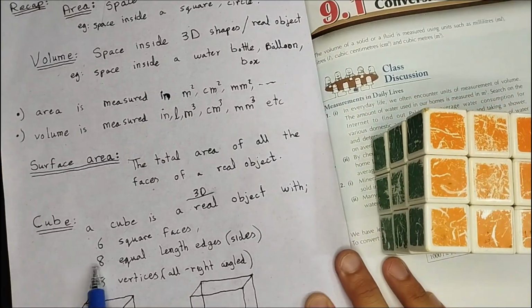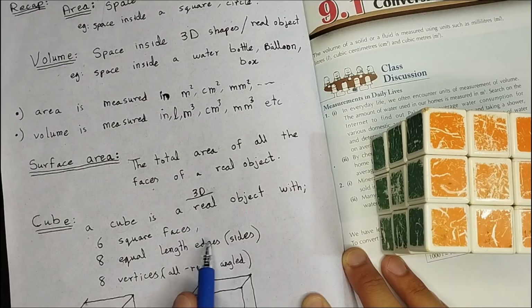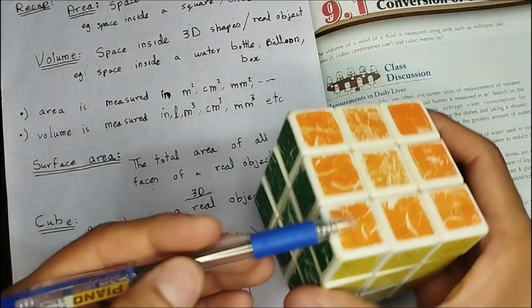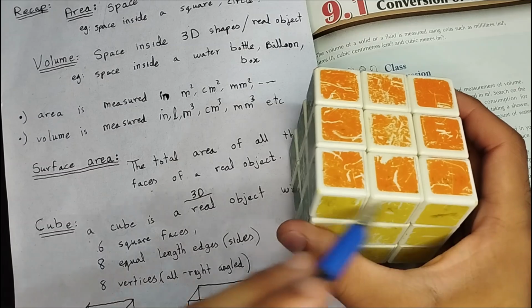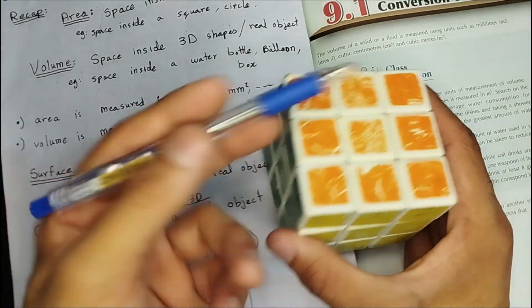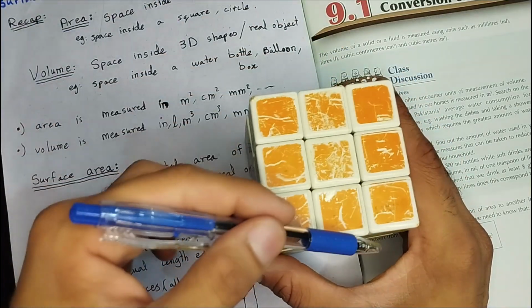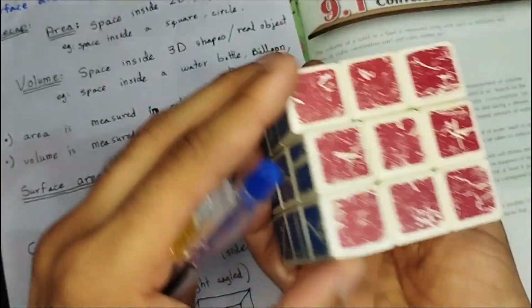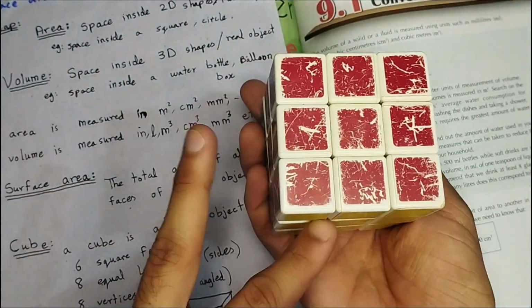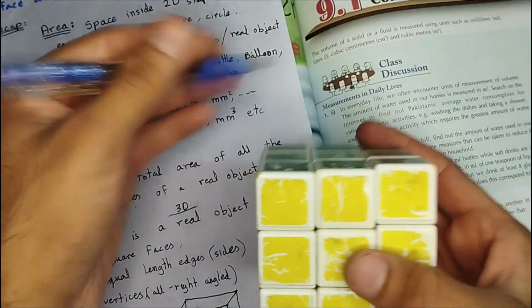Okay, it has 6 faces that are square and then 8 equal lengths, edges. What do I mean by that? I have this length, this length, this length and this length, right? 4 here, 1, 2, 3, 4. Edges and sides basically means the same thing. So 1, 2, 3, 4. 4 here, 4 on the bottom, 1, 2, 3, 4, right? And 1, 2, 3, 4. 4 like this as well.